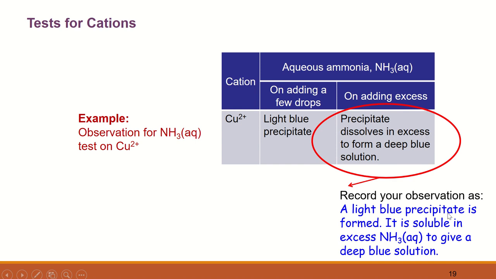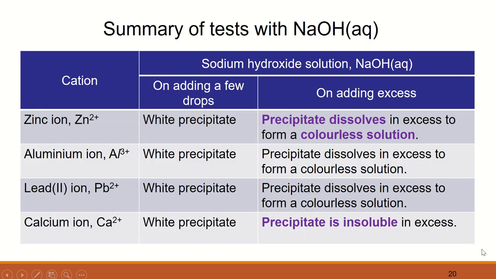A light blue precipitate is formed, which is the first part upon addition of a few drops, and the precipitate is soluble in excess aqueous ammonia. So it's very clear that you are doing tests using aqueous ammonia, and it is the excess aqueous ammonia that reacted with the blue precipitate. This is the correct way in which you should record your observation.